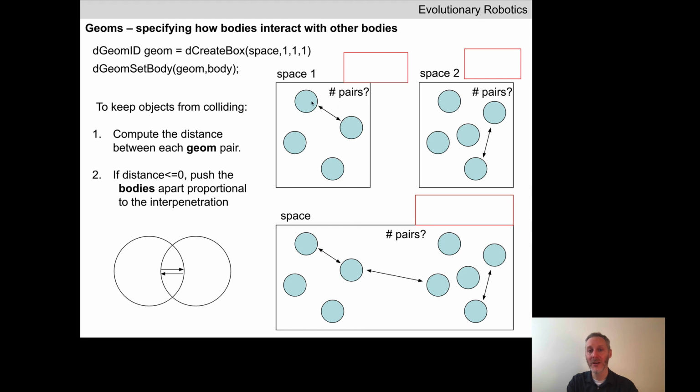We can ask whether any of the objects in here are in collision with one another, and we can then ask, are any of the objects in here in collision with one another? I'll leave that as an exercise for you to think about how many collision detection events in total we need to do in this case where we have 2 bounding boxes.